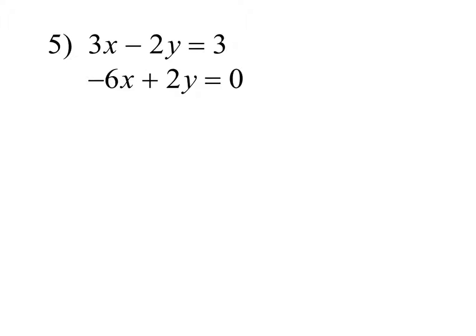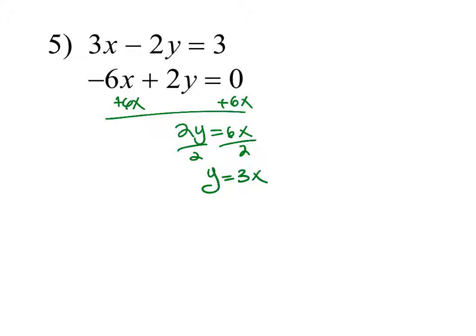The next one. In this case, I don't have any variable with a coefficient of 1, so I can solve for any variable. Analyzing the x's, I think it's going to be easier to solve the second equation because I have a 0 there. I'm going to add 6x on both sides, so 2y equals 6x, and then I divide by 2. So y equals 3x.